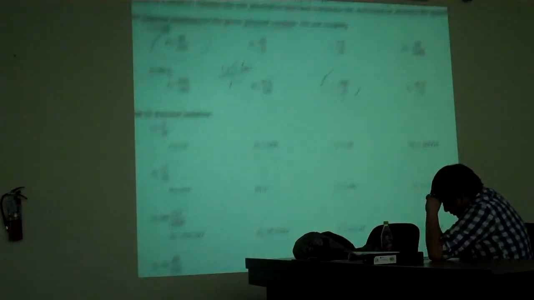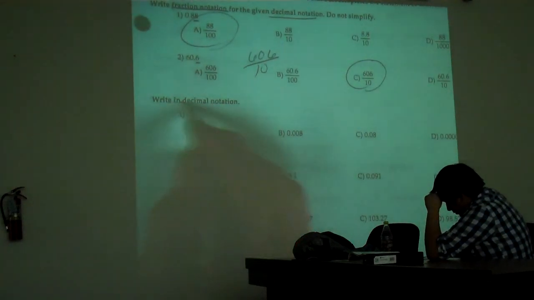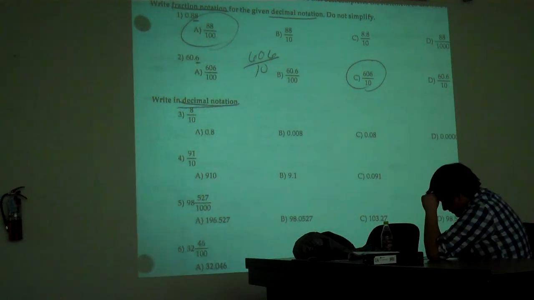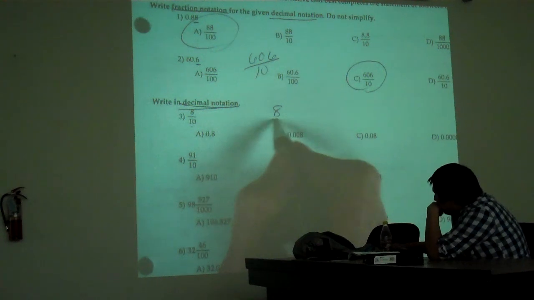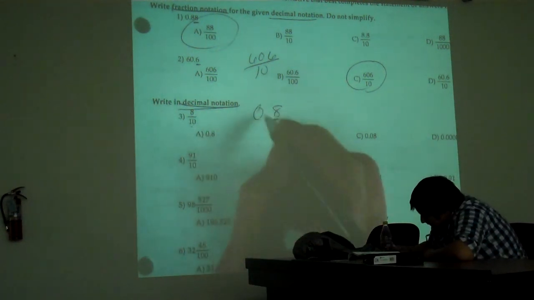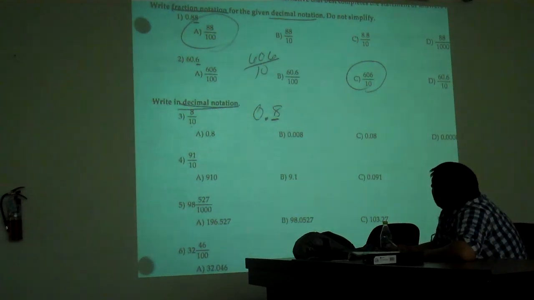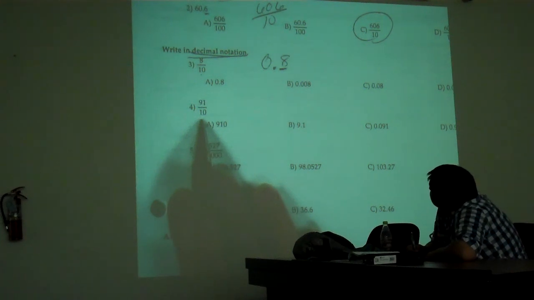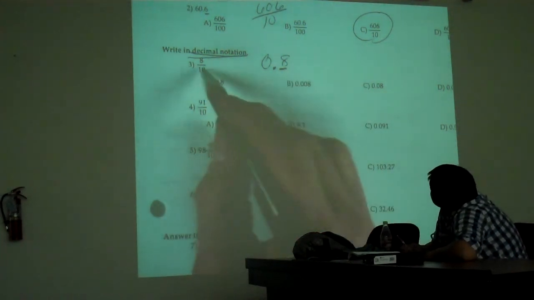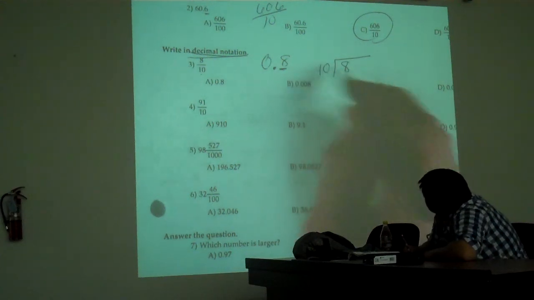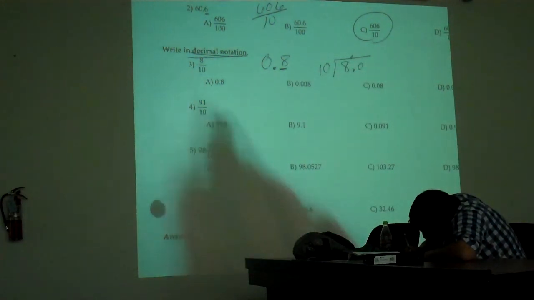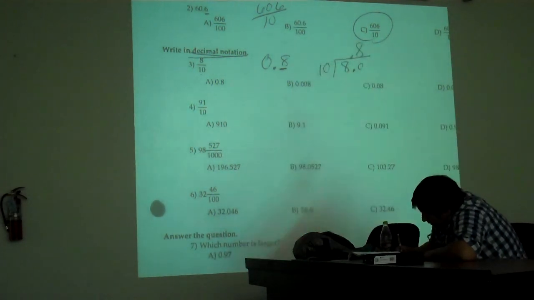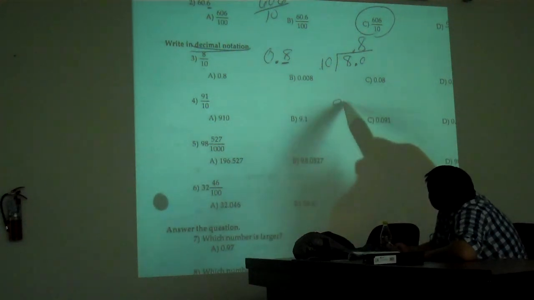606 tenths. Okay, this one, write as a decimal. 8 tenths. Where are you going to put an 8? In the tenths place, right? 8 is in your tenths place, so 0.8. Okay, 91 tenths. You could, on the 8 tenths, have put 8 divided by 10. The top number goes under the division. Same thing here, 91 divided by 10.